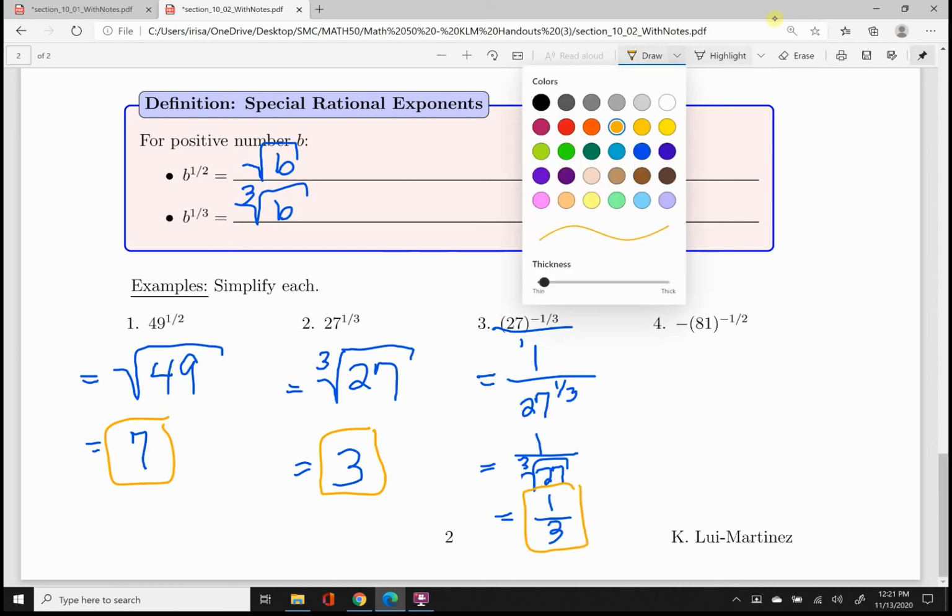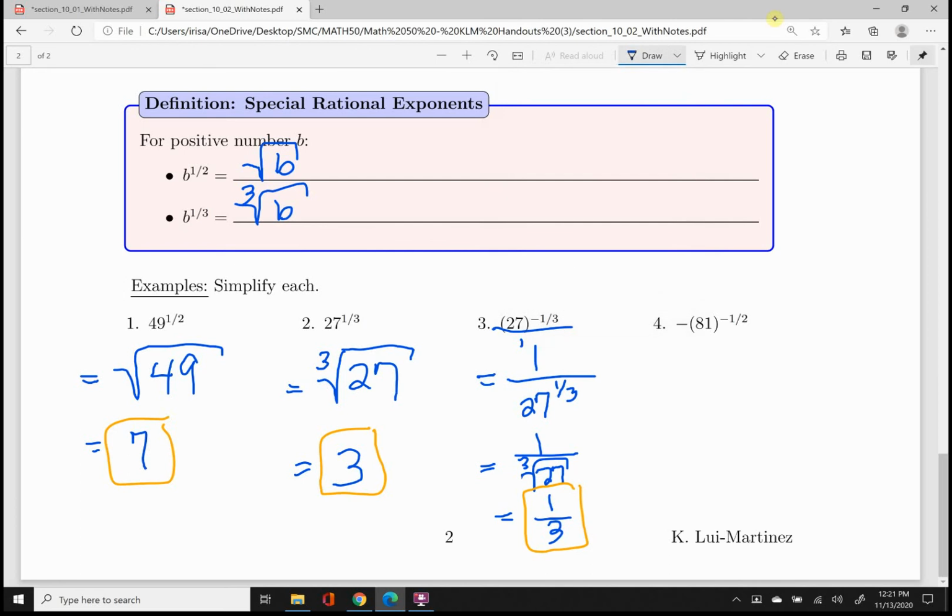And then last example here, the most complicated of them all for the day. Whew, okay, so it's negative, so we just want to make sure that we pull that out in front, and we deal with the negative exponent by throwing the 81 to the 1/2 power in the basement or underneath, right? So this negative sign just comes out to the front. Hopefully that is making sense to everybody here.